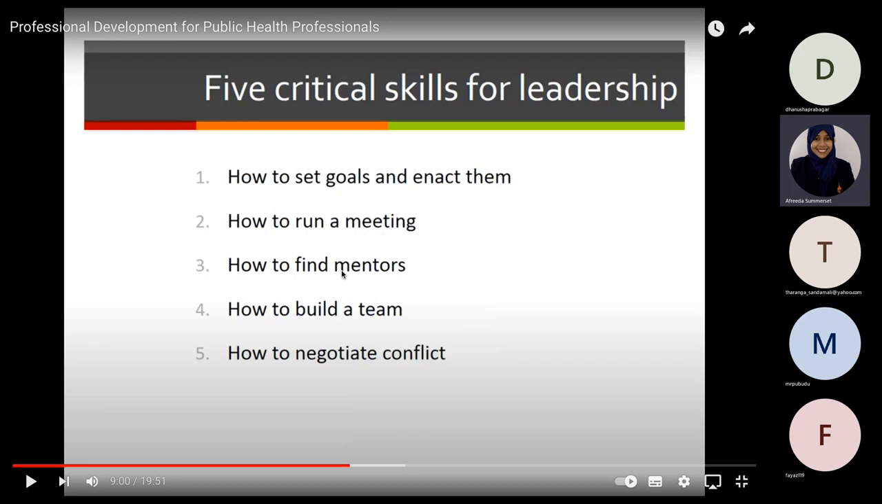So these are the five critical skills for leadership: how you set goals, how you run a meeting, how you find mentors, how you build a team, and how you negotiate a conflict. Conflict can always happen. If a leader or a manager is having a meeting, there may be five people who agree with the idea and five other people who disagree. As a leader, he needs to understand, diplomatically, how he can find a solution so that everybody is on the same page, with no conflict, because at the end of the day, it's all about how you develop professionally. That is the most important thing.